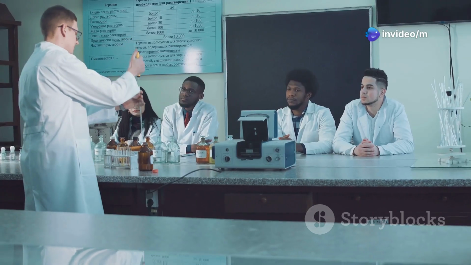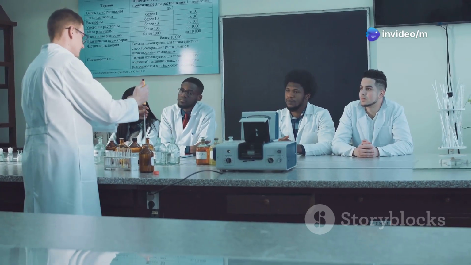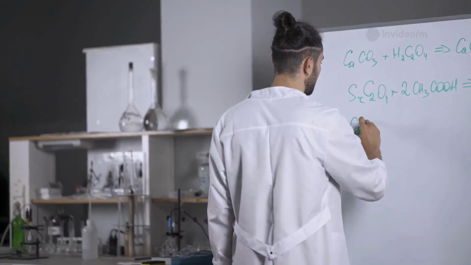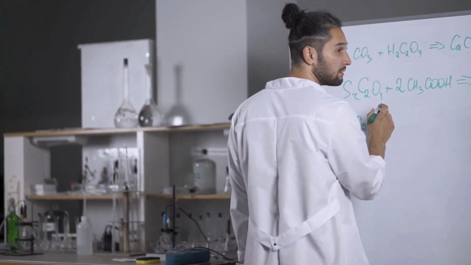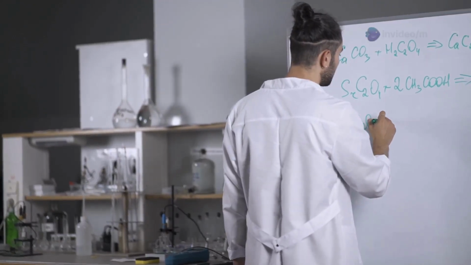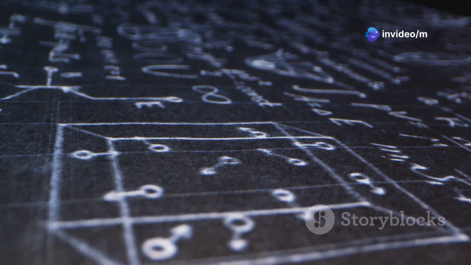Isn't science neat? Now what is this magic number? It's called Avogadro's number. Named after the scientist Amedeo Avogadro, this number is approximately 6.022 times 10 to the power of 23. That's 602 sextillion, 200 quintillion. Whoa, that's a huge number.